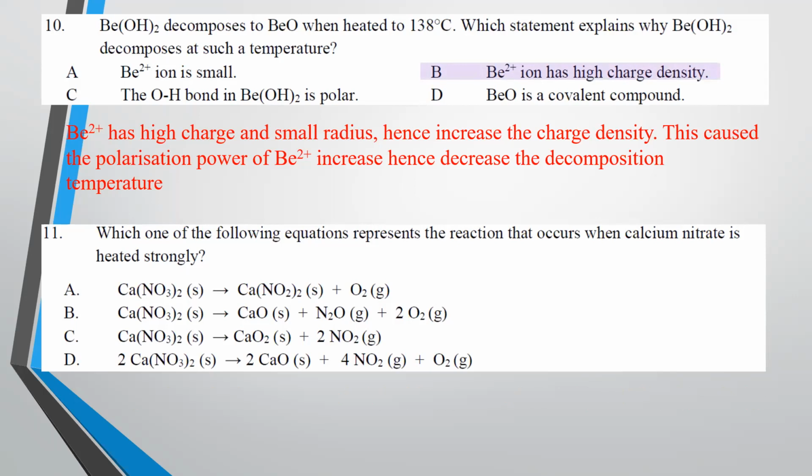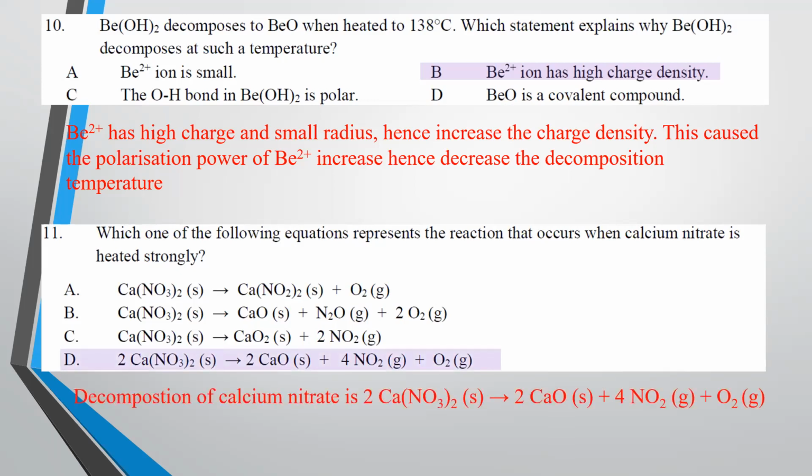Number 11, which one of the following equations represents the reaction that occurs when calcium nitrate is heated strongly? For this one you have to memorize the equation. The best equation that describes the decomposition of calcium nitrate is actually D. So 2Ca(NO3)2 gives 2CaO plus 4NO2 plus O2.